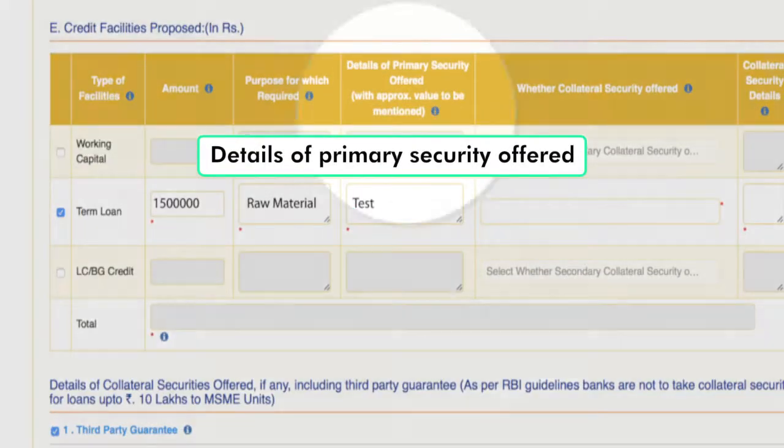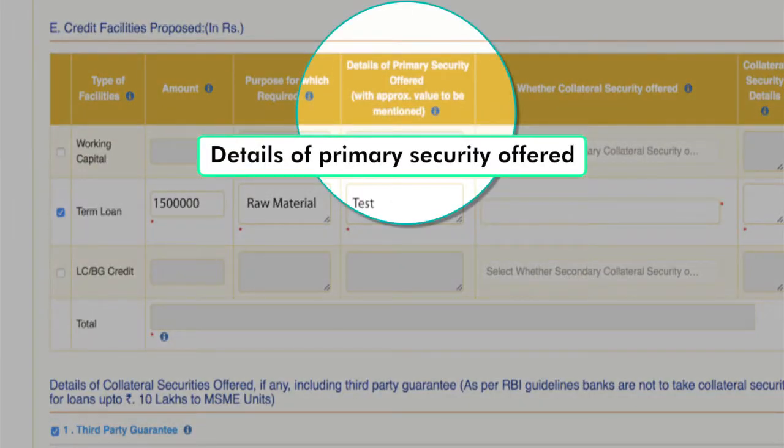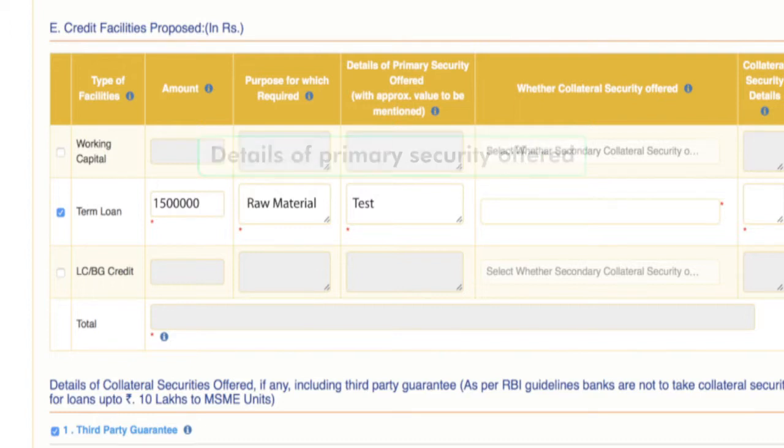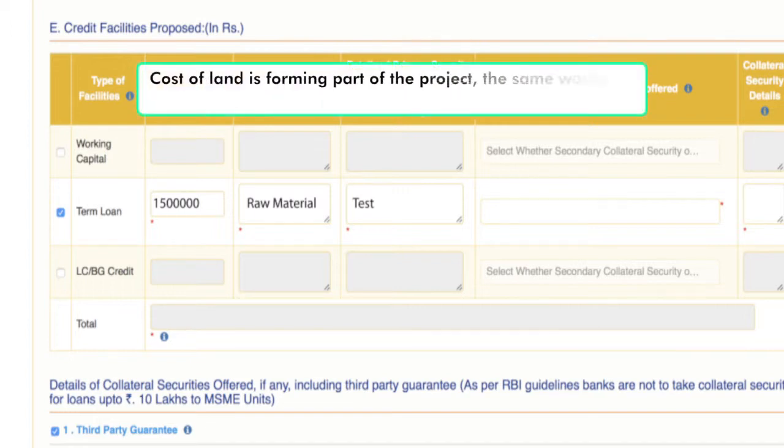When an asset acquired by the borrower under a project is offered to the lender as security for the financed amount, then that asset is called primary security. In simple terms, it is the thing that is being financed. In case cost of land is forming part of the project, the same would be considered as part of primary security.